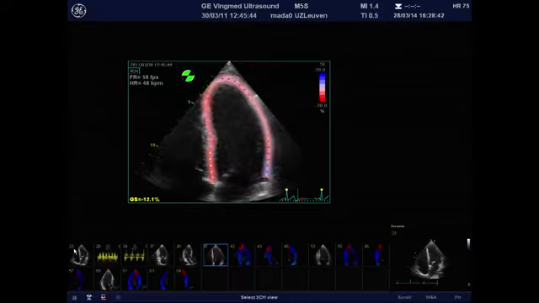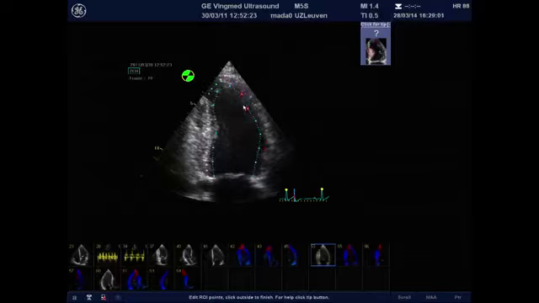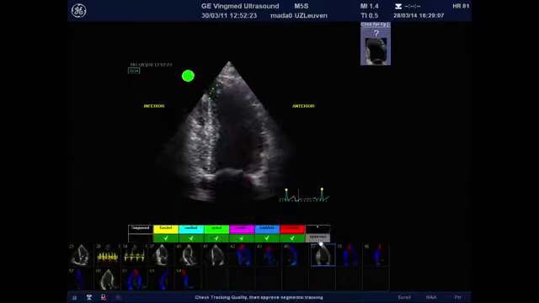As a second view, we have to analyze the 4-chamber view, and also here I'm happy with the tracking result and accept. The last view to be analyzed is the 2-chamber view, and just a little adjustment, and the processing is done.